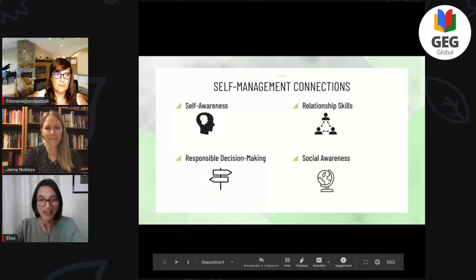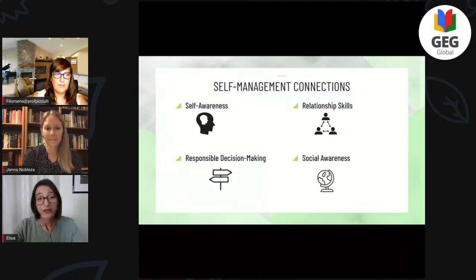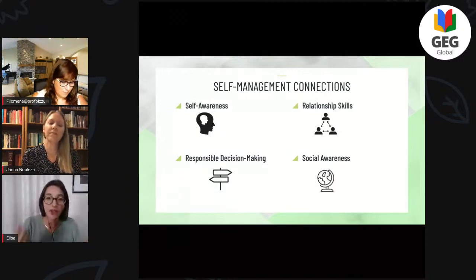So let's see, for example, let's go to the next one. Again, it interrelates to all the other four. Self-awareness, just like what we said right now: if you're not aware of what's going on and what's happening within yourself, you cannot use the tools to solve them.